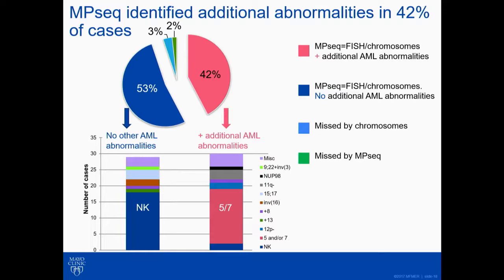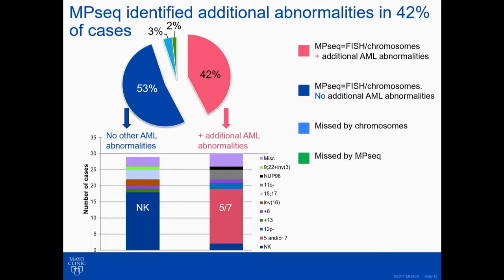So in 42% of cases, MPseq identified additional AML abnormalities in addition to the primary abnormality. And when I say AML abnormalities, we have an AML list that we utilize that was essentially put together by Beth Patel, and we're looking for any gene that has ever been associated with an AML. So there are additional abnormalities, but this is a way that we can at least look for those that are associated with AML. And in 53% of cases, we did not identify any additional AML abnormalities.